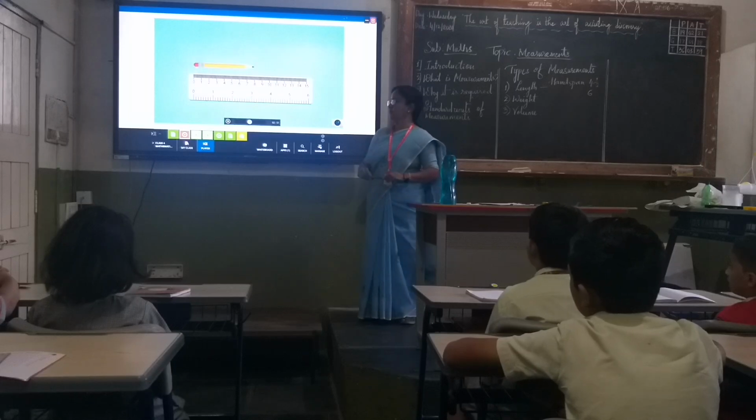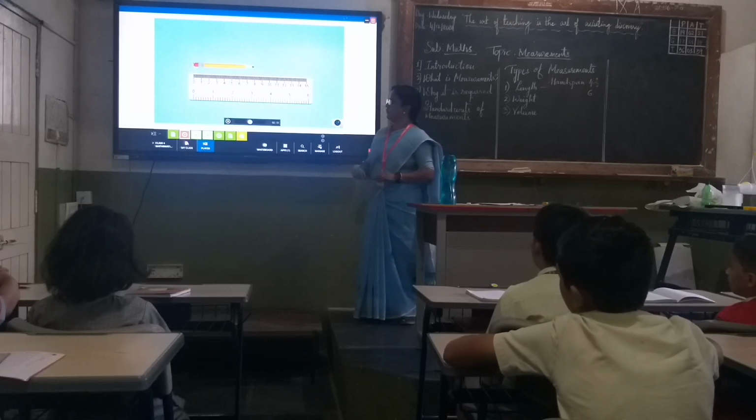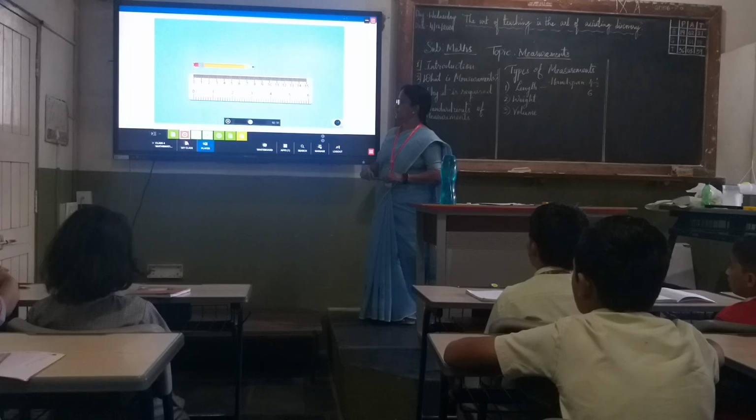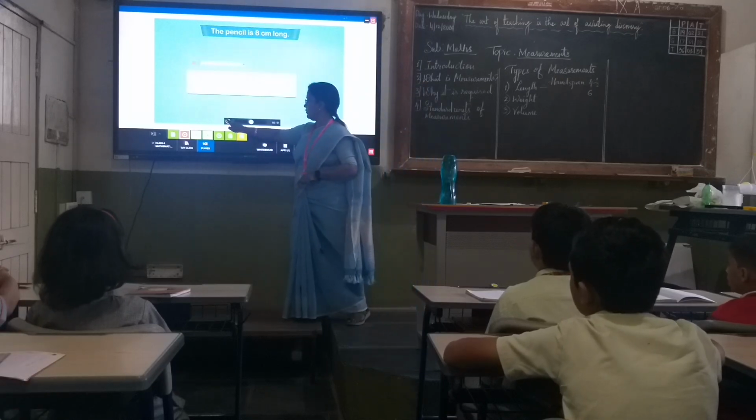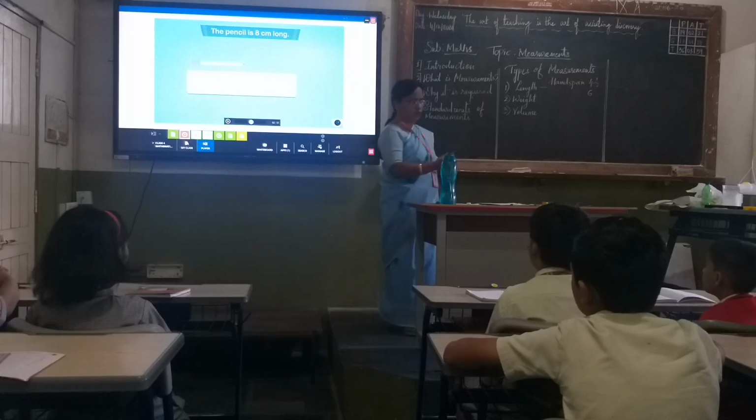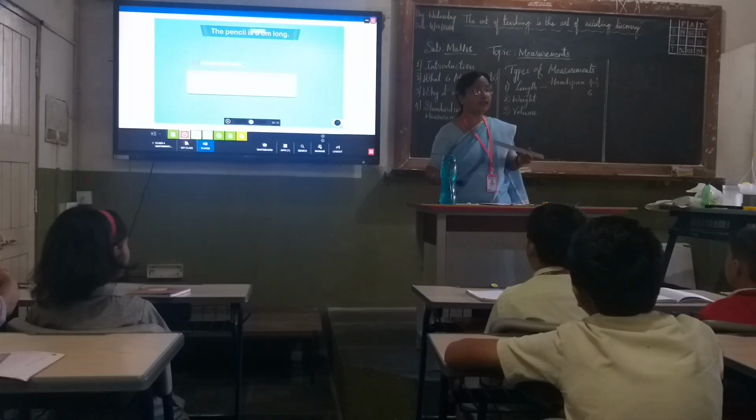What is the length of this pencil? Place the end at the 0 mark. Note the reading near the tip of the pencil. The pencil is 8 centimeters long. Okay, now you understood how to measure the length of the pencil.